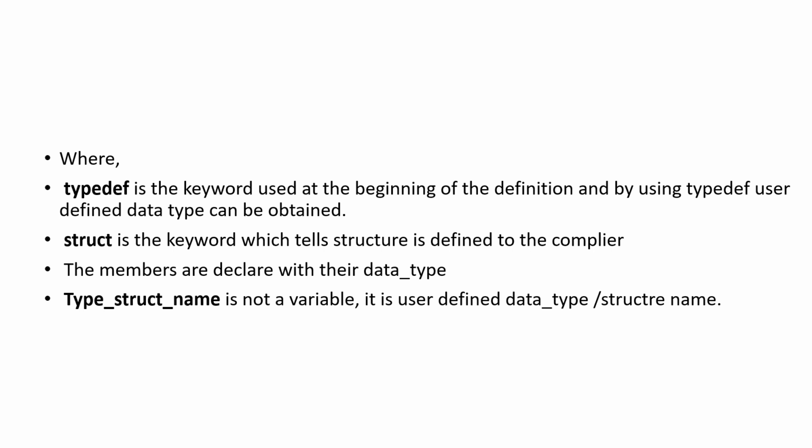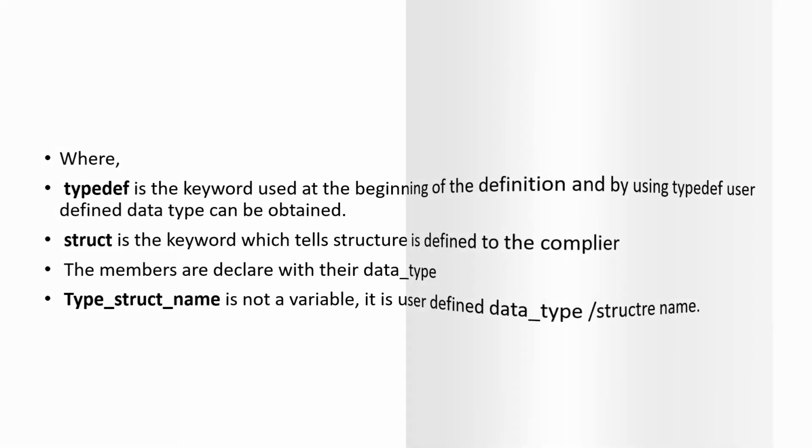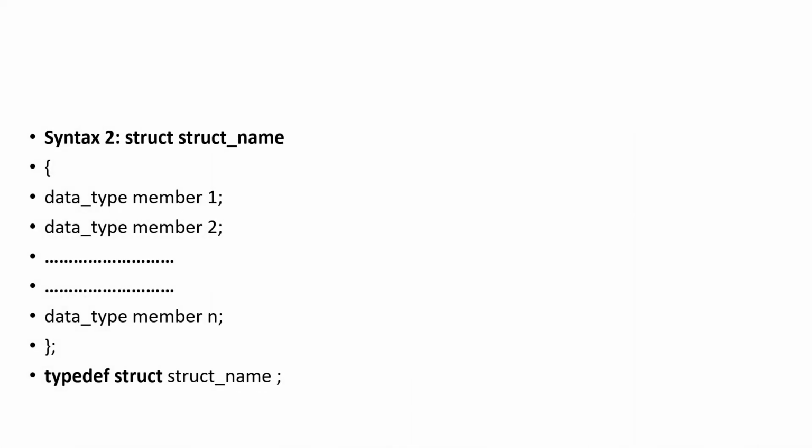The members are declared with their data type. The type struct name is not a valid variable. It is a user defined data type or structure name. This is another syntax. We have struct name, then the members of the structure. Then, without creating the variable right there itself, you can create it outside the structure also. That is typedef struct name.